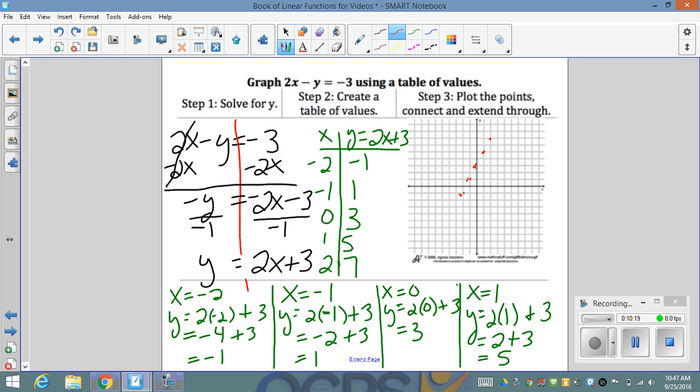Remember, I chose these values, but I could have chosen larger values. I could have chosen fractions and decimals. So every single point that is on this line actually makes that equation true, which is why I connect and extend through. So every point on that line makes this equation, which is equal to this equation, true. And that is how we graph our linear functions using a table of values. We will be practicing this a lot more because it's an incredibly important skill for us.